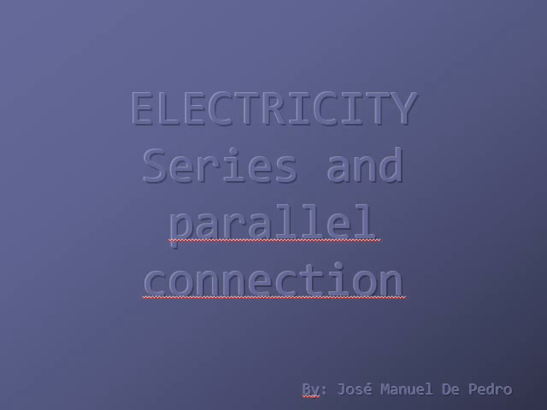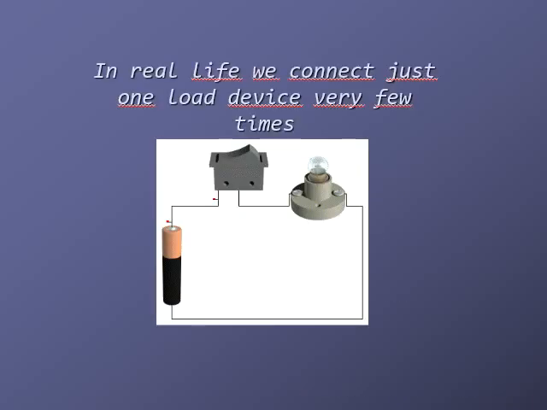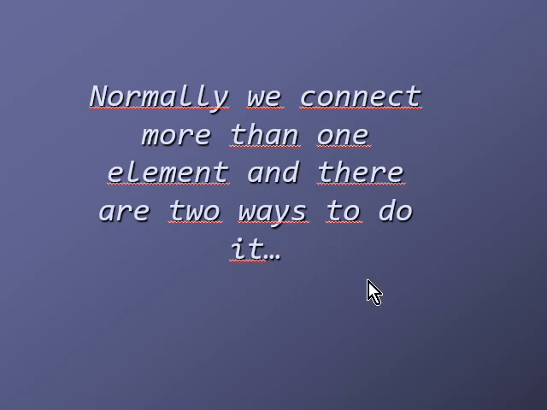Okay, today in this video we're gonna start working with the series and parallel connection in electrical circuit. We're gonna see the differences between the two types of connection and how to work out the different circuits. So normally, so far we've been working with circuits with maybe just one element like a lamp, but this is not real. In real life, we always connect more than one element.